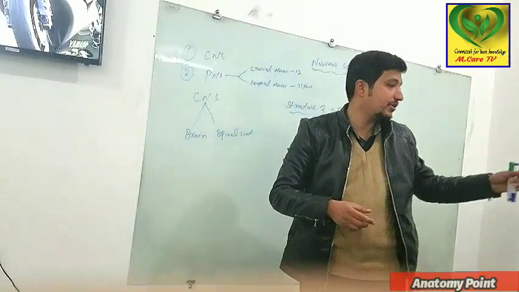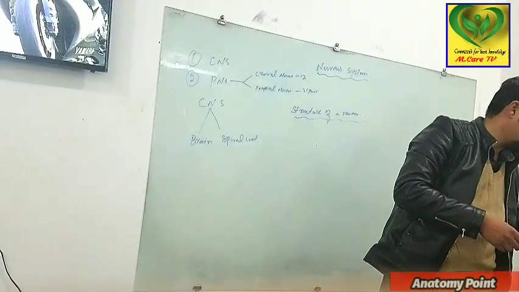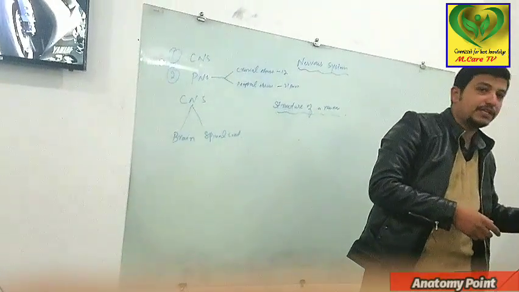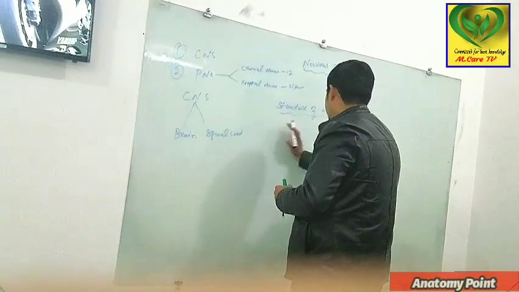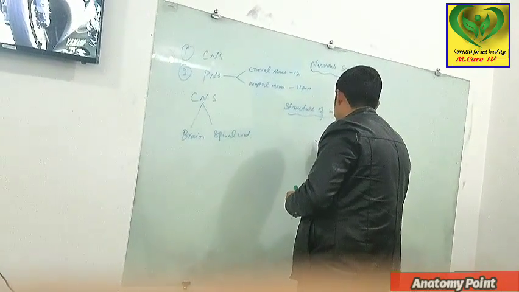Okay, you must know how a neuron looks. So let's draw a diagram of the neuron. It represents like this.